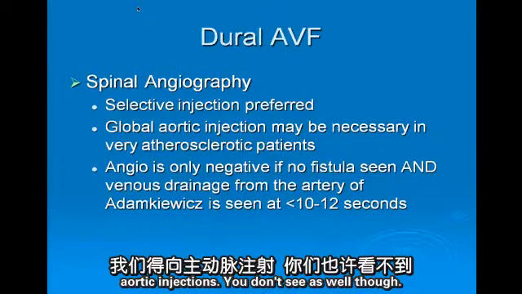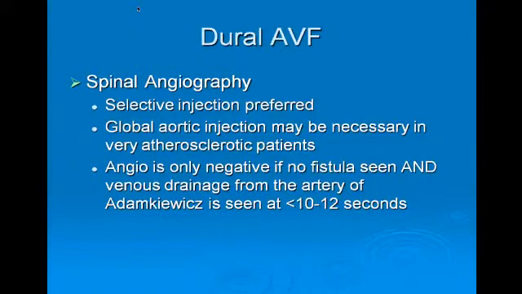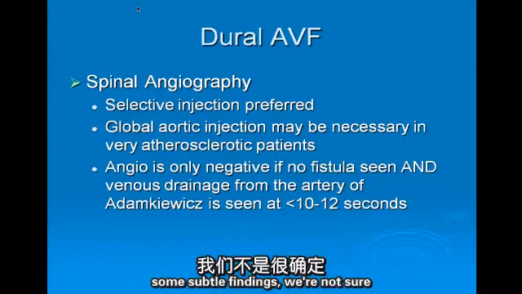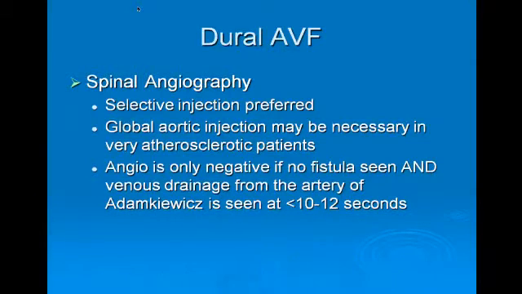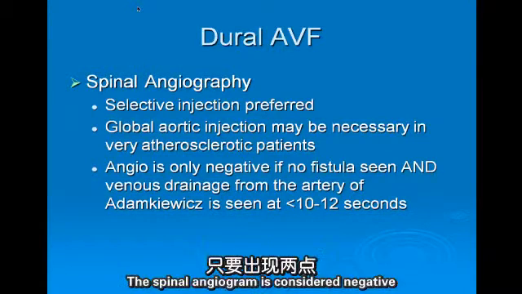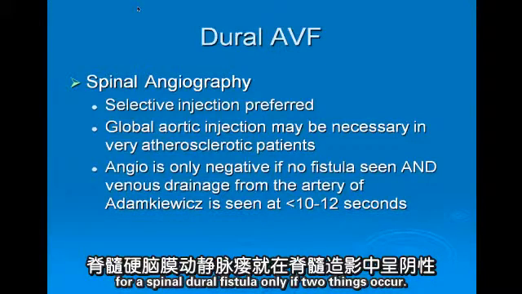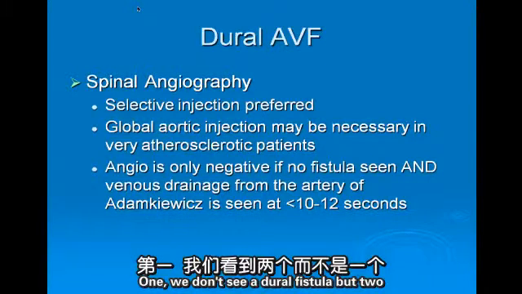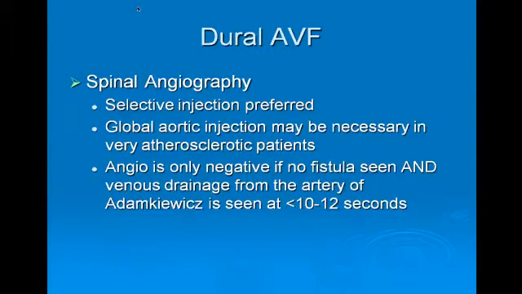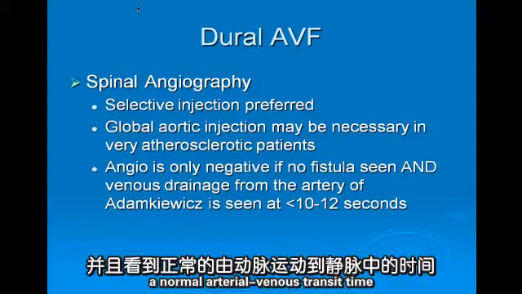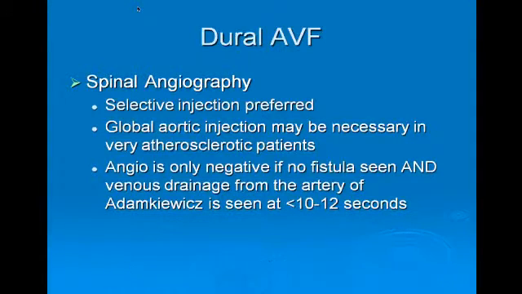You don't see as well, though. But sometimes there's maybe some subtle findings. We're not sure. The patient has no other explanation for their symptoms, and we're asked to do a spinal angiogram. The spinal angiogram is considered negative for a spinal dural fistula only if two things occur. One, we don't see a dural fistula. But two, we inject the anterior spinal artery, the artery of Adamkiewicz, and see a normal arteriovenous transit time.